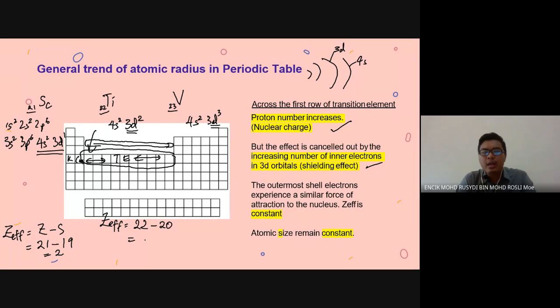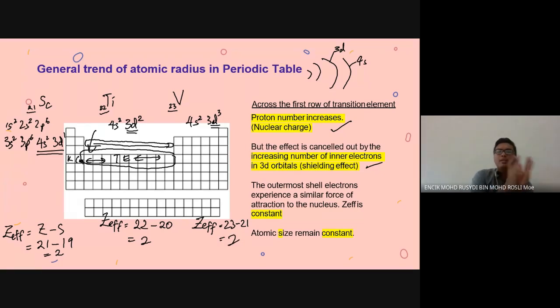Jadi ZEF dia adalah 2 juga. So sama ZEF dia. Okay. Untuk vanadium pun sama juga sebenarnya. It's essentially the same juga. 23 minus 21. So dapat 2 juga.